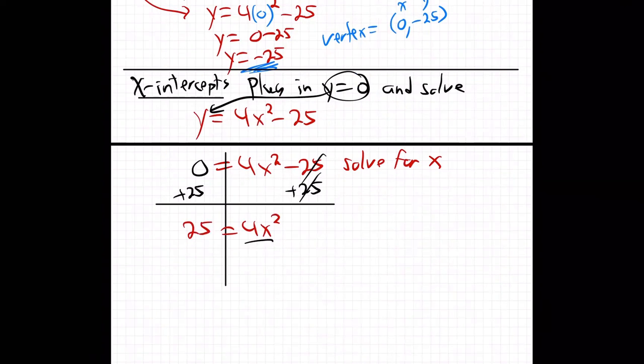All right, and then divide by 4. Boom. And at this point, we get 25 over 4. Right? So I get the x squared alone. And then how do you turn that into just regular x?